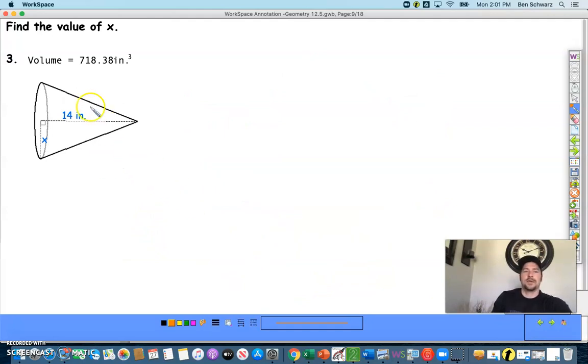All right, this one, some algebra here. We got to find the radius, right? So we're given the volume here. So again, we'll just start from the very beginning with our formula. So it's a volume problem with a cone. So 1/3 area of the base times the height. Volume, we're given 718.38.